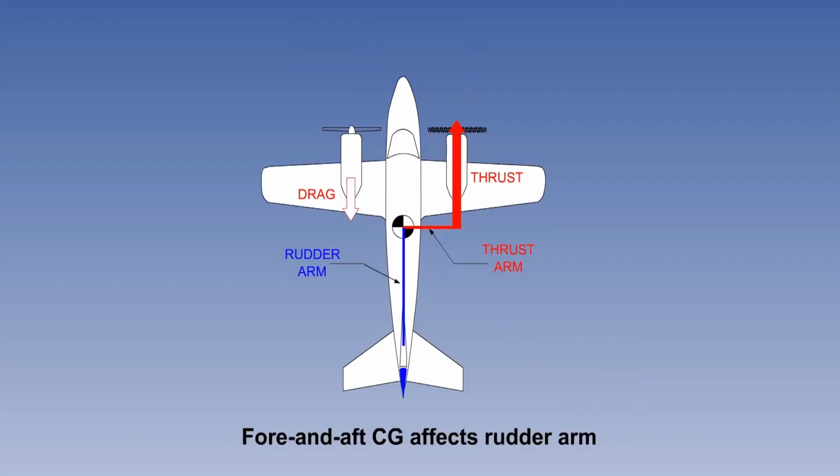The aircraft rotates around its CG, but its fore and aft position has no effect on the yawing moment from a failed engine. The rudder arm is affected, however, with an aft CG giving the worst case with the least rudder effectiveness.